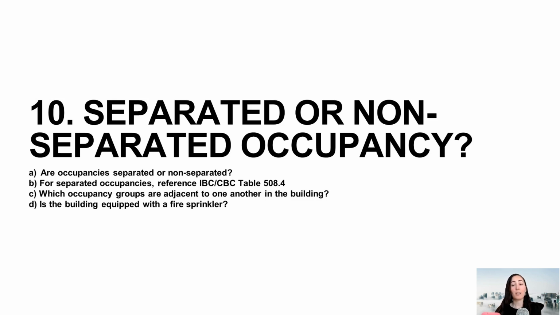A building is not considered a mixed occupancy when a single occupancy and qualifying accessory and incidental uses are present. That is really important to note, and I'm going to repeat it. A building is not considered mixed occupancy when only a single occupancy and a qualifying accessory and or incidental use are present.